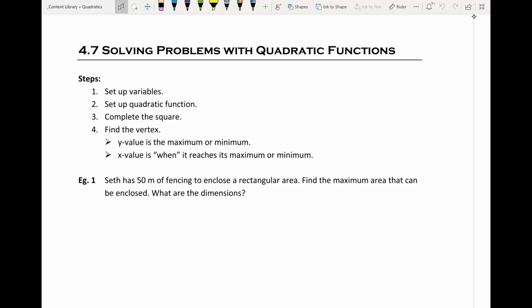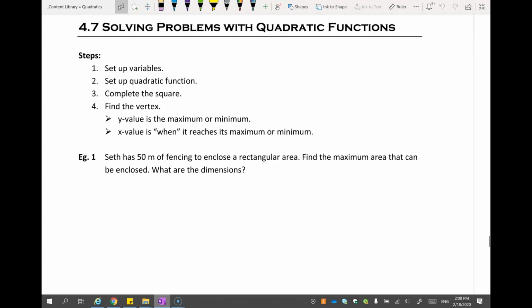So there are a few steps that you can follow as a guideline to help you solve for these word problems. The first thing you want to do is set up your variables. So that's usually your x and y. What does x represent and what does y represent? Then you want to set up the quadratic function depending on the question. Once you have the quadratic function, you can complete the square and find the vertex. When you find the vertex, the y value is going to be your max or your min, and your x value is when that max or min has been reached.